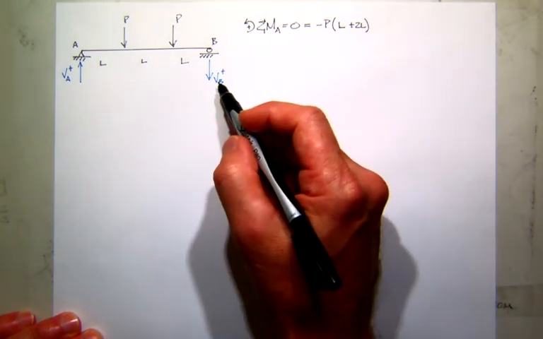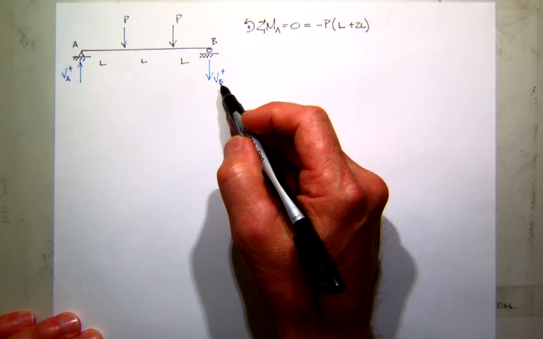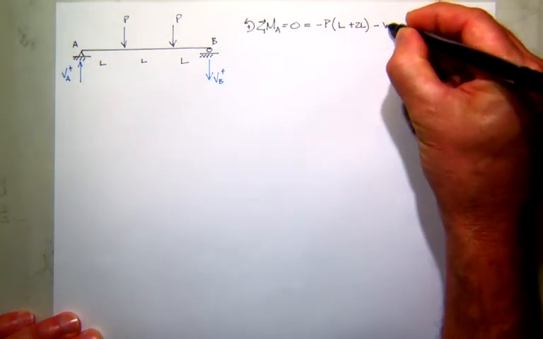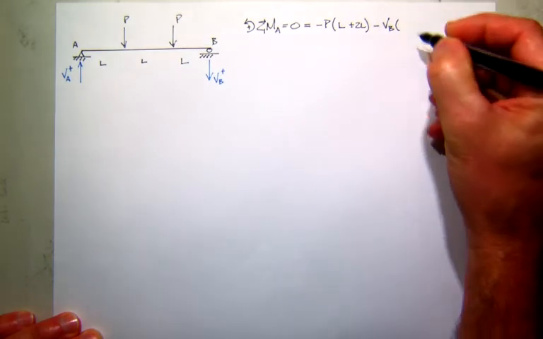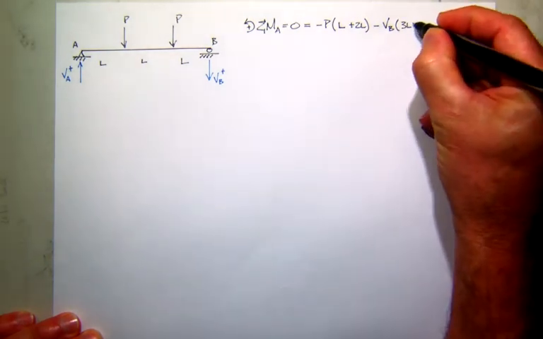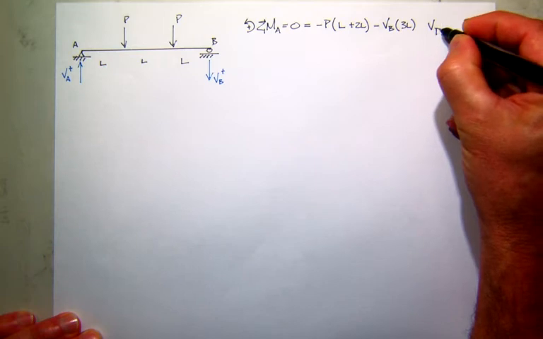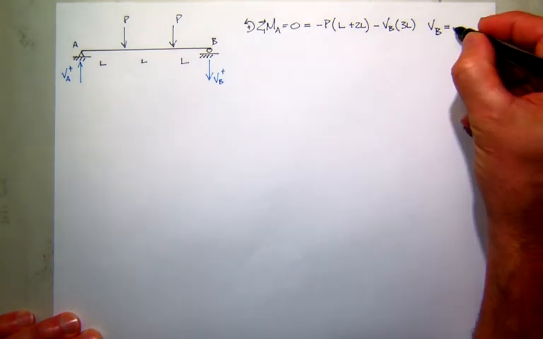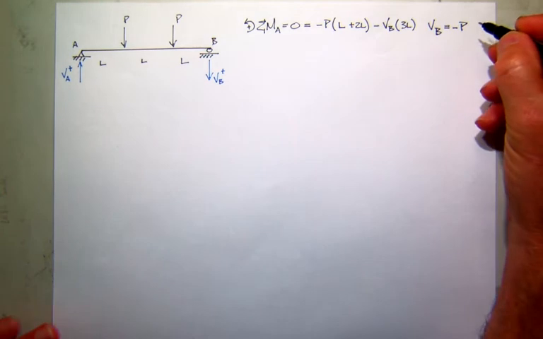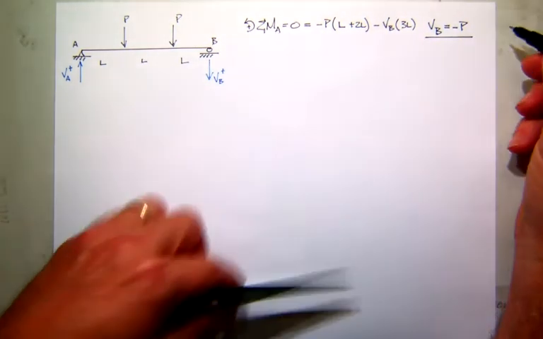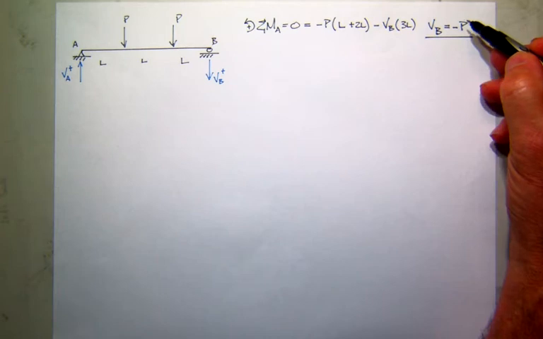So what's my shear force at B? What kind of moment does it create around A? It's also negative. And what's its moment arm? 3L. So when I solve for the shear at B, what do I get? I get negative P. So what is the shear force at B? Negative P.